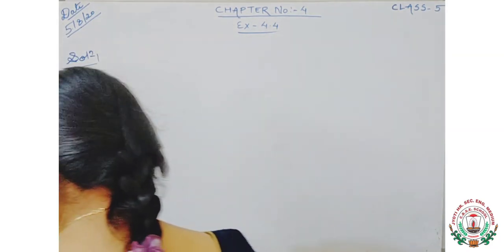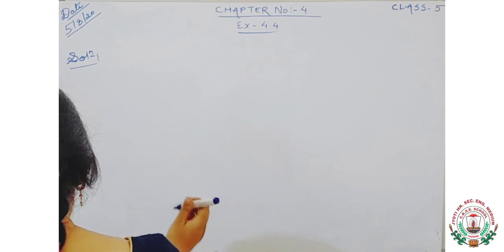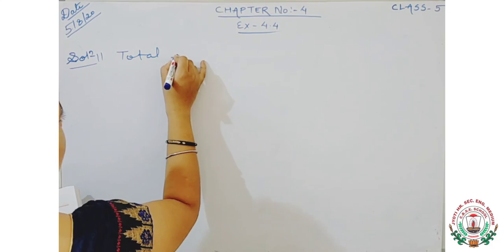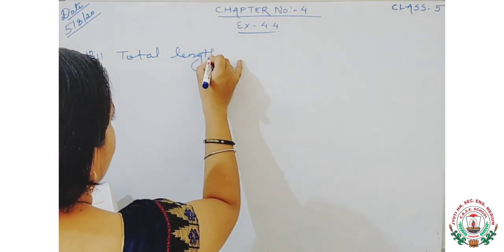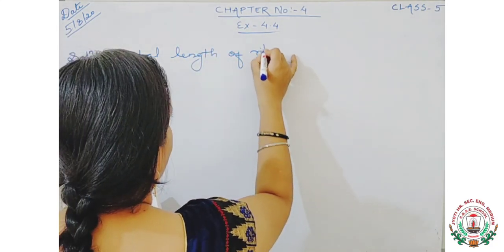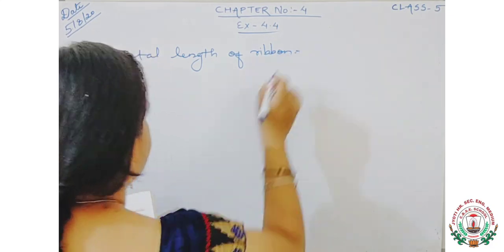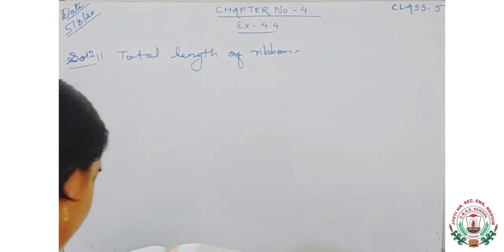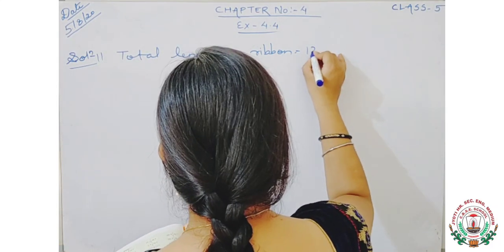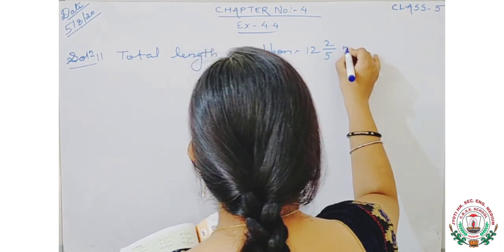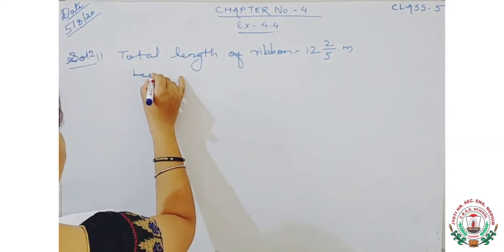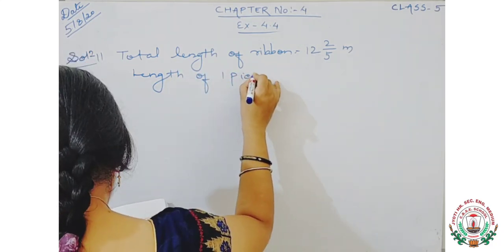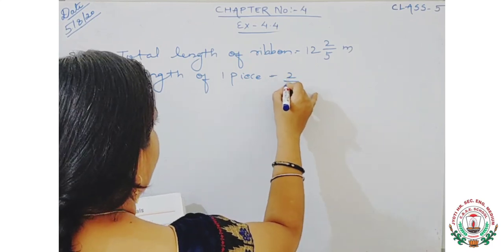Okay. So we will write the total length of ribbon. Question number 11. Total length of ribbon. What is the total length of ribbon? Total length of ribbon is 12 2 by 5 meter. And length of one piece. Length of one piece is equal to 2 upon 5 meter.